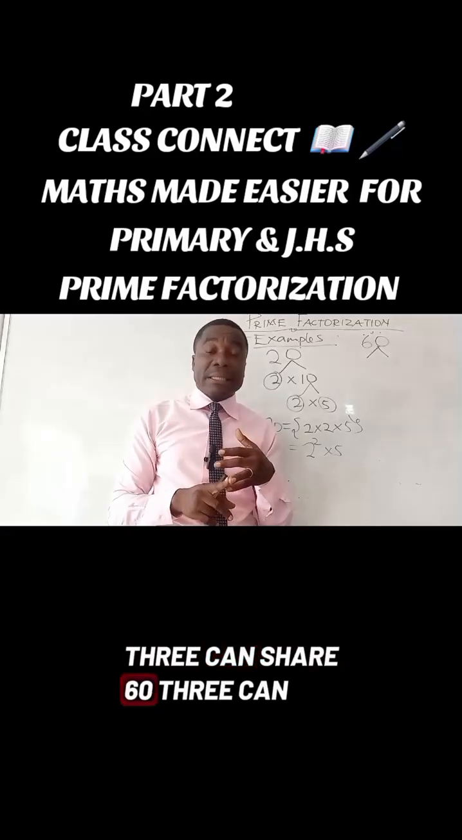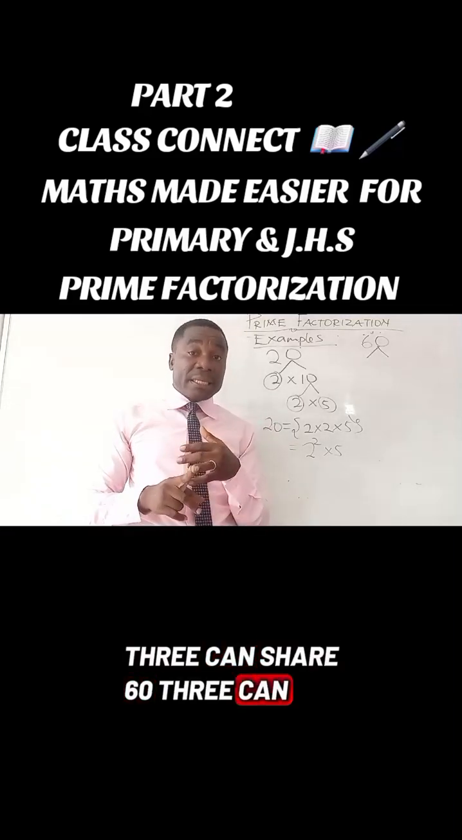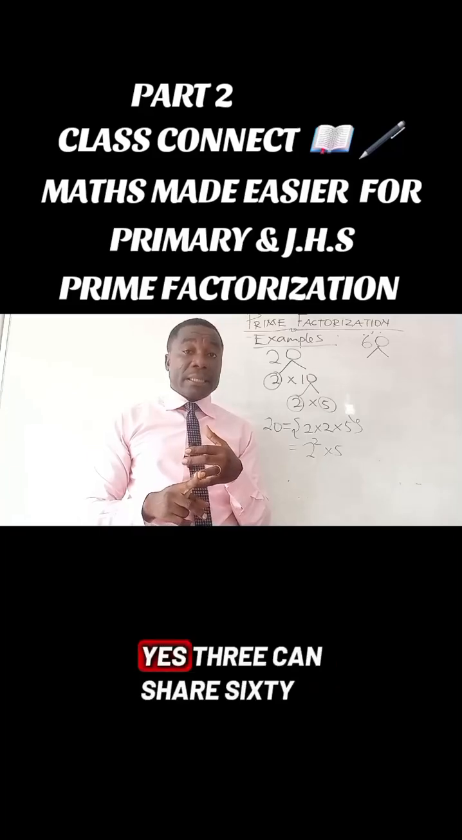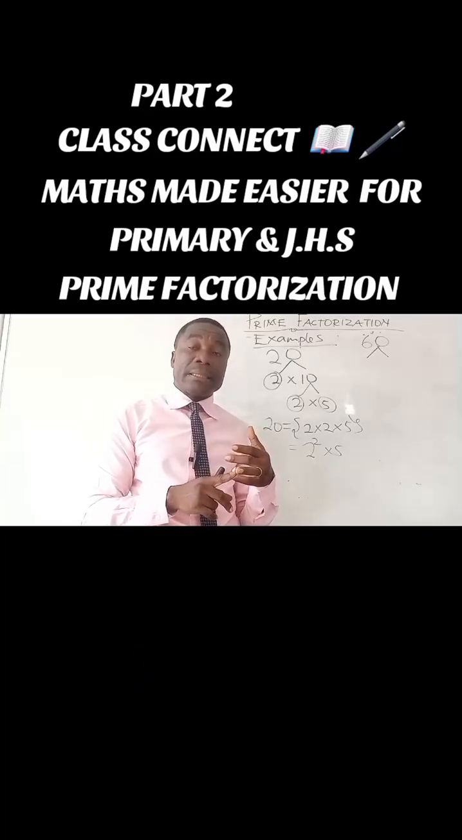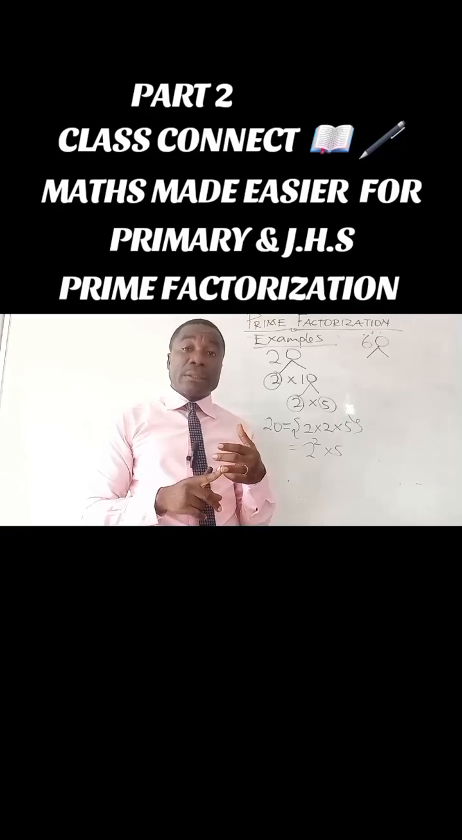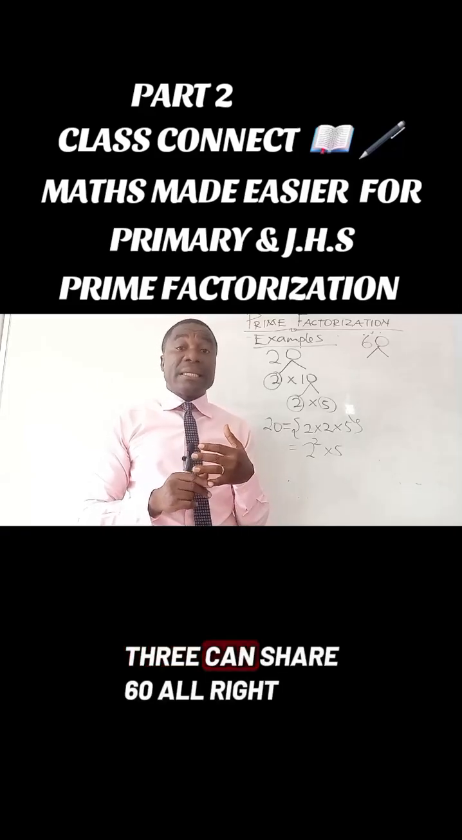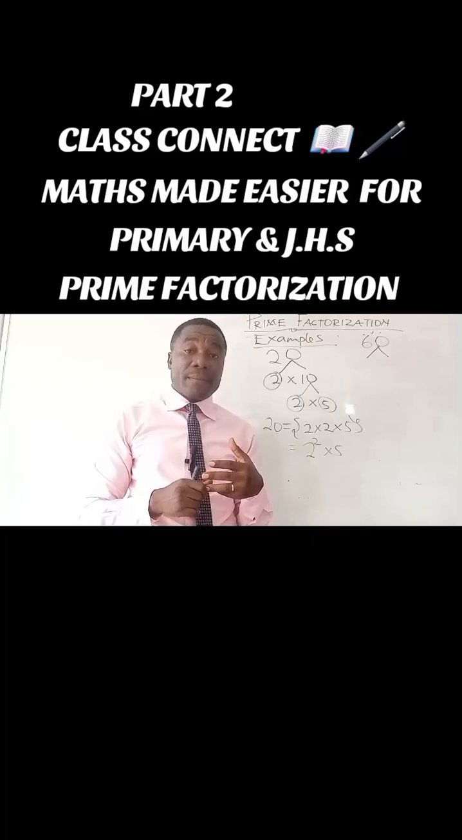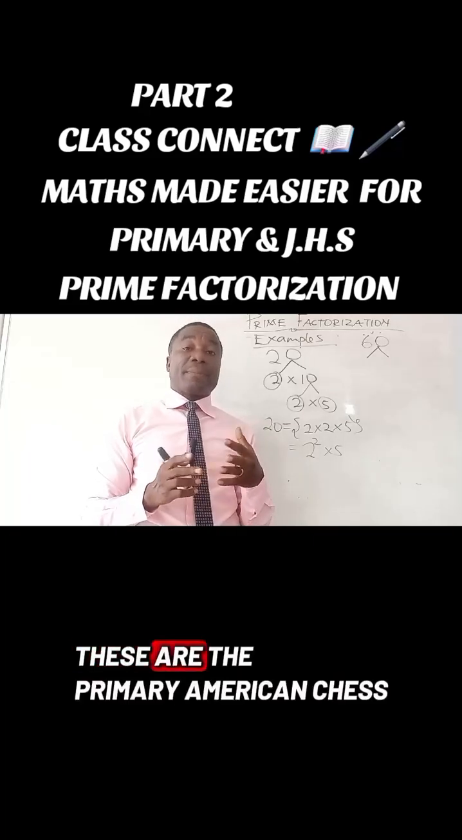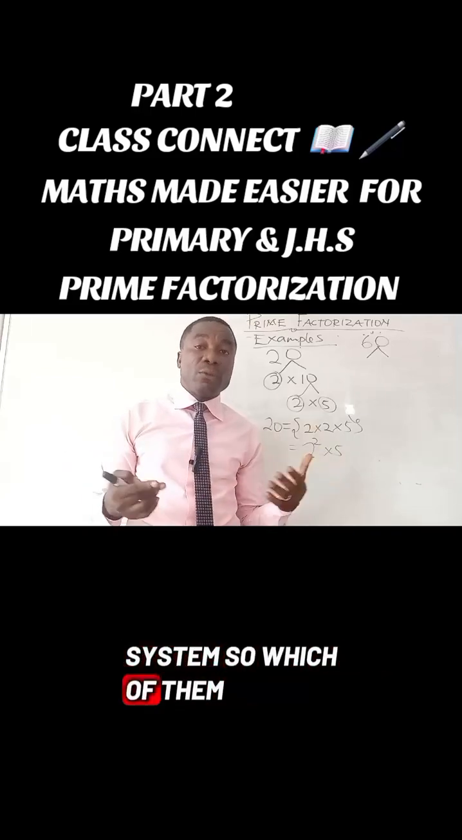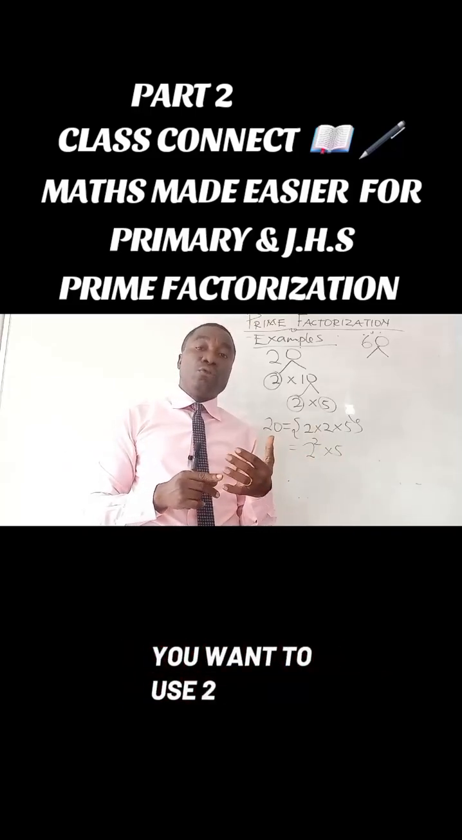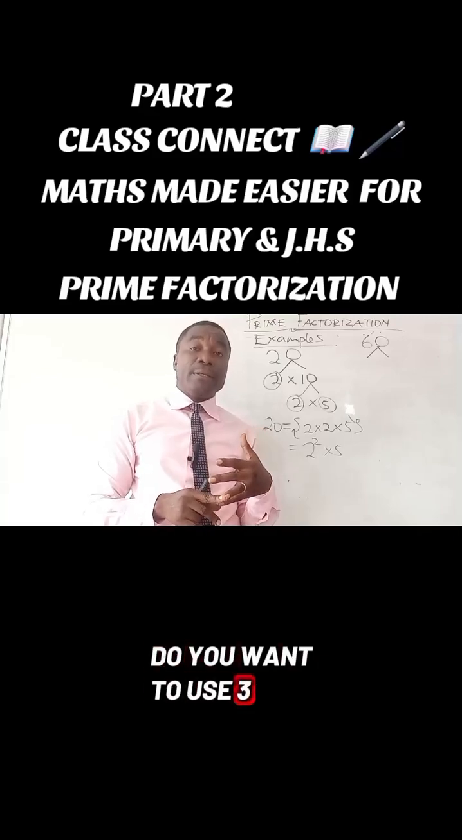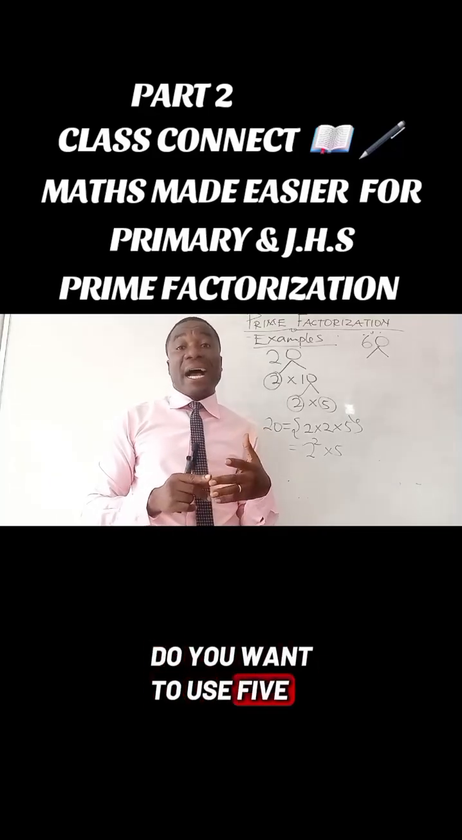3 can share 60, right? Yes, 3 can share 60, 20 times. 5 can share 60. These are the prime numbers that can share 60. So which of them do you want to use? Do you want to use 2? Do you want to use 3? Do you want to use 5?